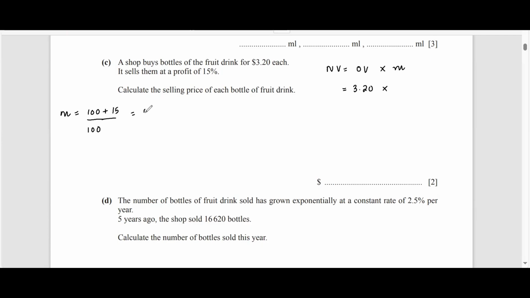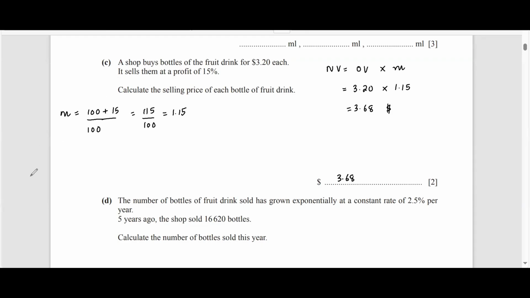100 plus 15 is 115 over 100. Multiplier should always be written in decimals. 115 over 100 is 1.15. So we got the multiplier as 1.15. So just put this in calculator, the new value, or the selling price, will be 3.20 into 1.15, which will give us $3.68. So 3.68 will be the final answer.